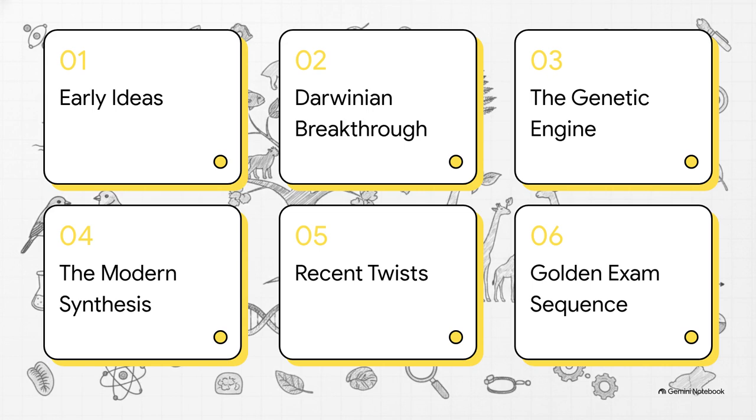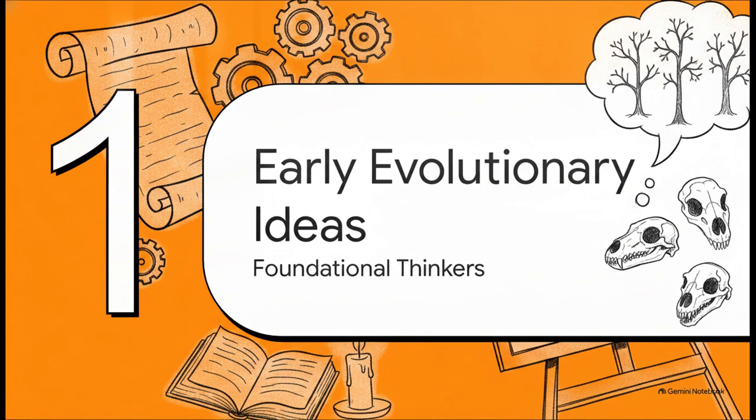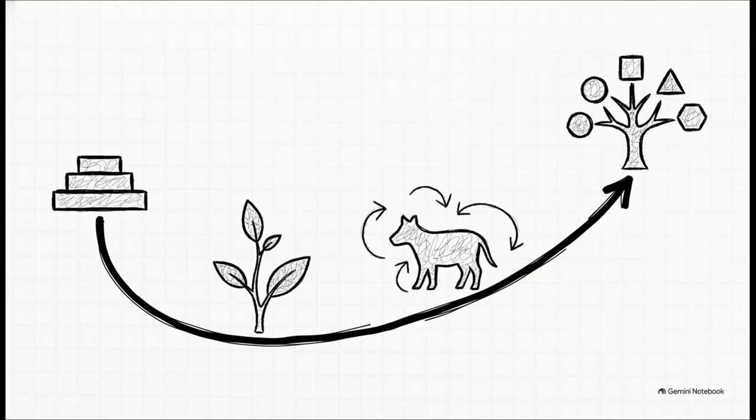Let's do it. Starting right off with Section 1, Early Evolutionary Ideas, and the foundational thinkers who got the ball rolling. You know, it's wild how far back these concepts actually go. The very first puzzle pieces were laid down by Aristotle with his great chain of being. Then Carolus Linnaeus stepped up, our father of classification, giving us binomial nomenclature. Pretty soon after, Buffon tossed in early transformist ideas, essentially saying, hey, species actually can change based on their environment.